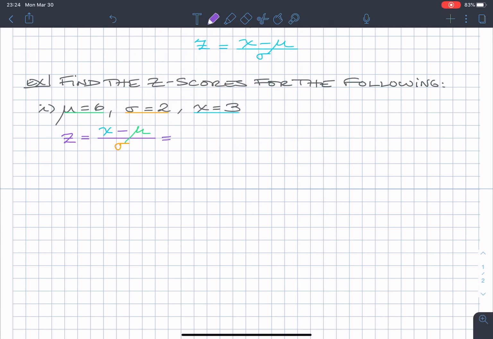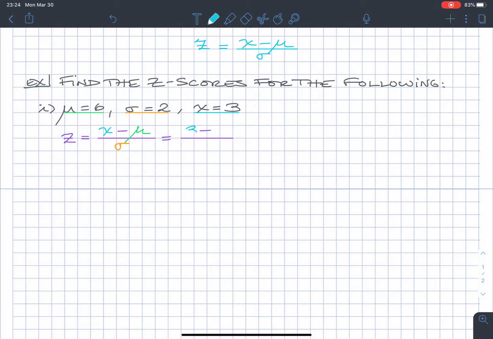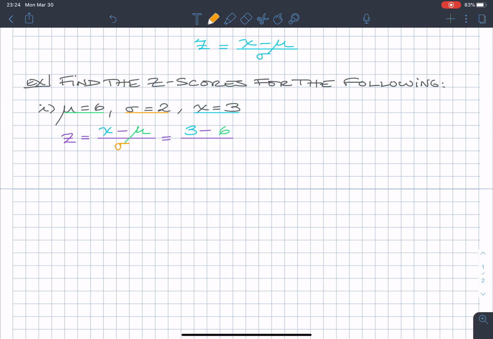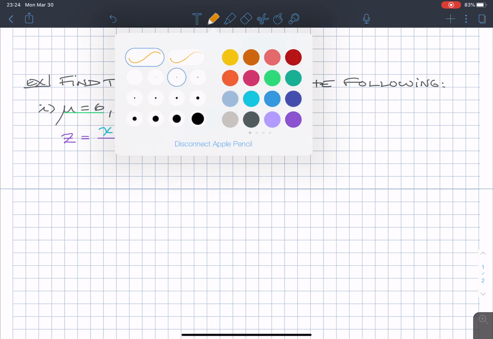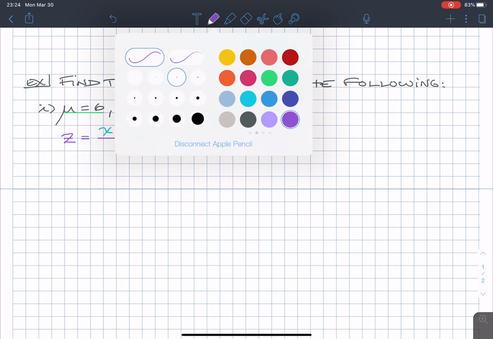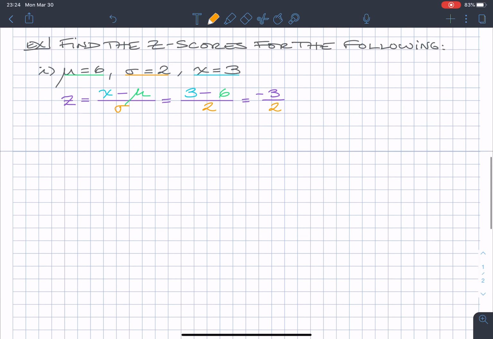Okay, so what this gives us is 3 minus 6 all over 2. Okay, so 3 minus 6 is negative 3 all over 2, which is negative 1.5.